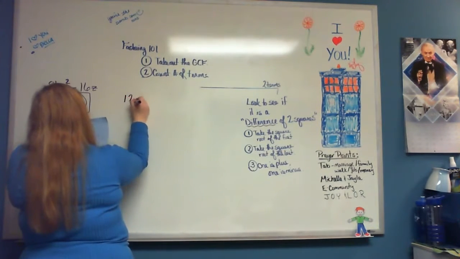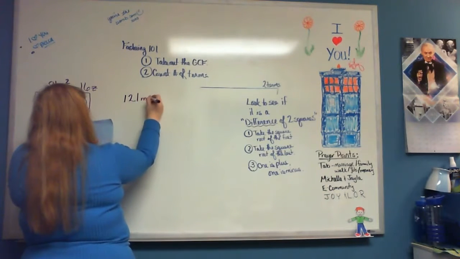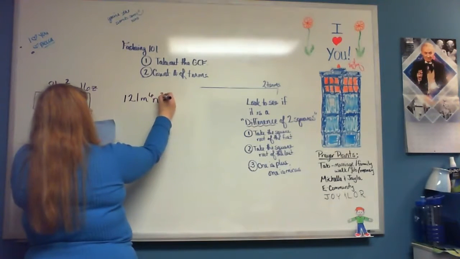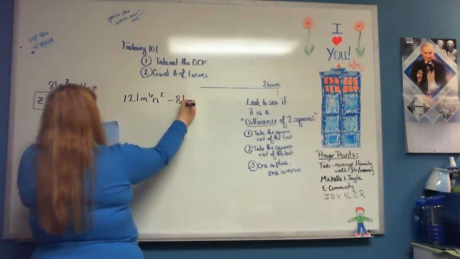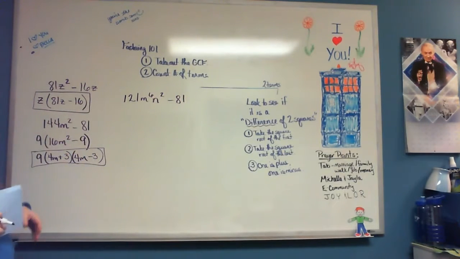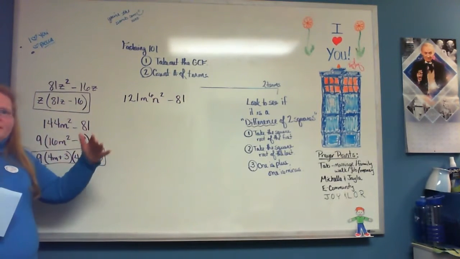You want to try one? I know you do. It's all right. 121 m to the 6 n squared minus 81. Go ahead and try this one. Pause it. Let's see what you do.